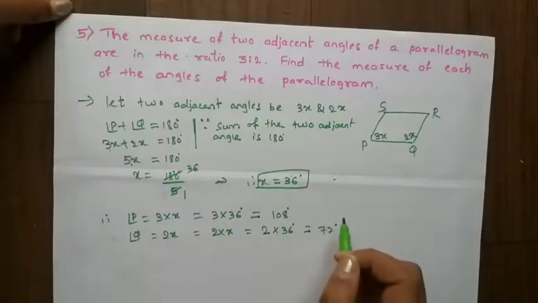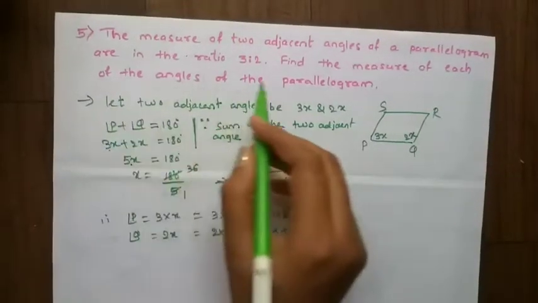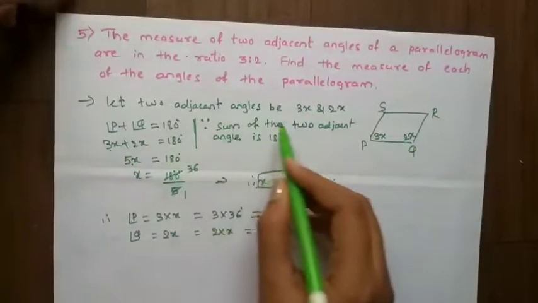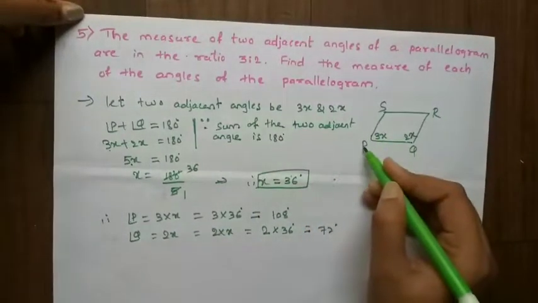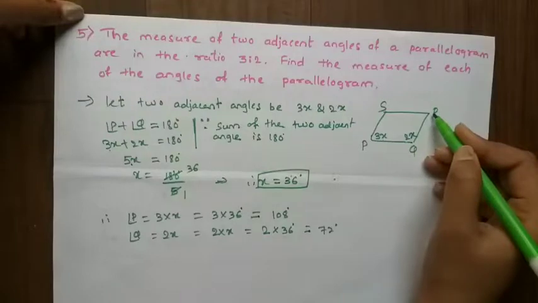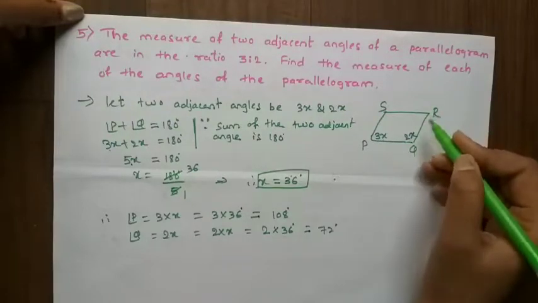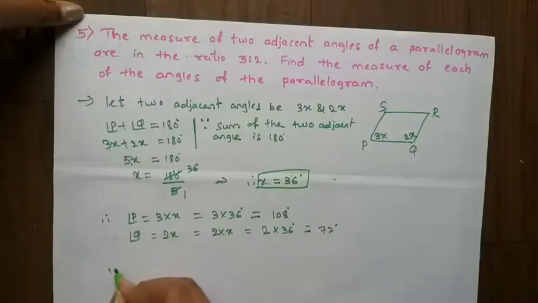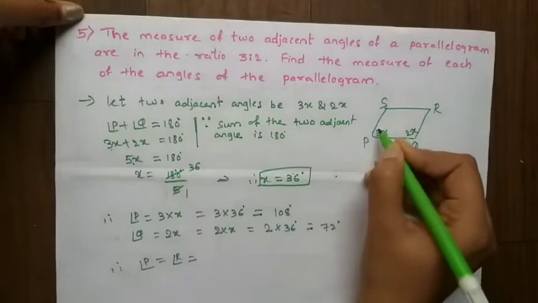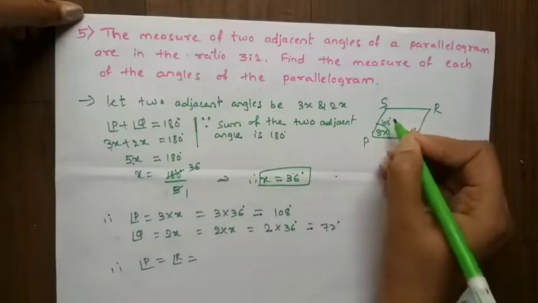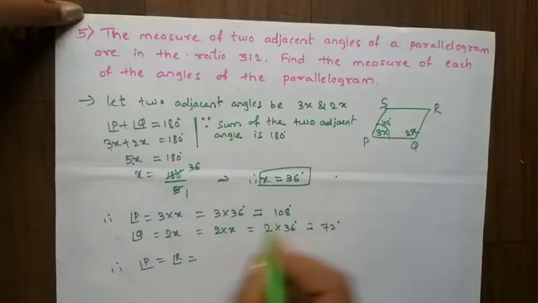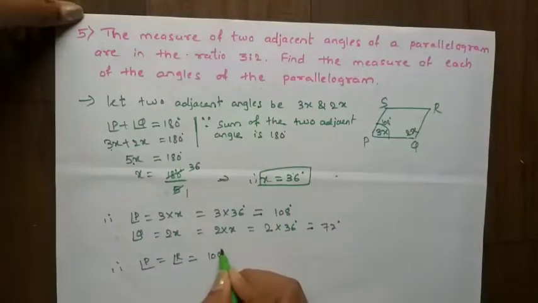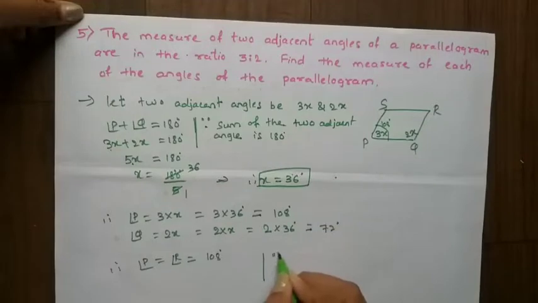Here we have to find all the angle values of the parallelogram. Angle P's opposite is angle R. According to the properties of a parallelogram, angle P is equal to angle R because opposite angles are equal. Therefore angle P is equal to angle R, and angle P is 108 degrees. Both are opposite to each other, so angle P is equal to angle R is 108 degrees. The condition is opposite angles are equal.